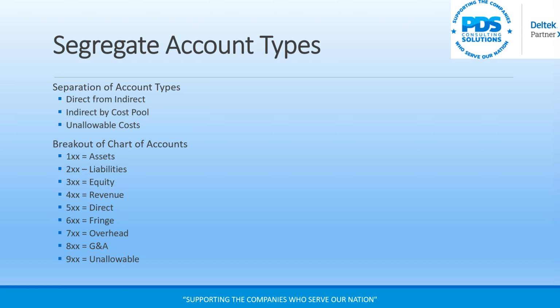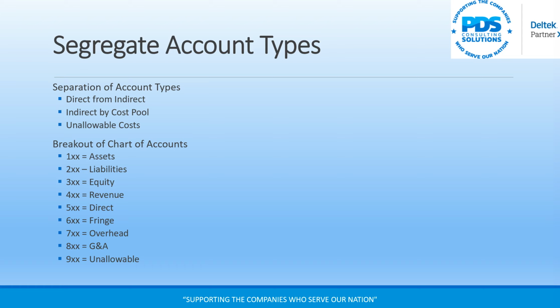So we're going to start with, for example, here, breaking down direct from indirect, indirect by the cost pools, and then once again the unallowable cost. And so assets we normally start out with on the balance sheet for assets and liability, a 1000 or a 1 series as you see here for assets, a 2 series for liabilities, a 3 series for your equity accounts, your owner equities, and then you get into revenue starting with a 4 series.